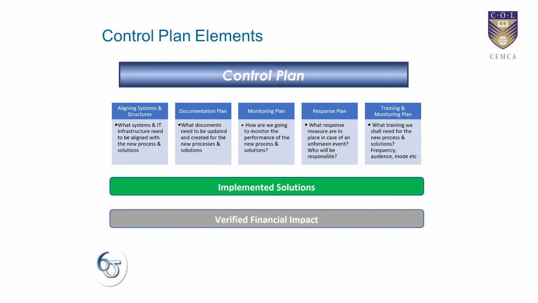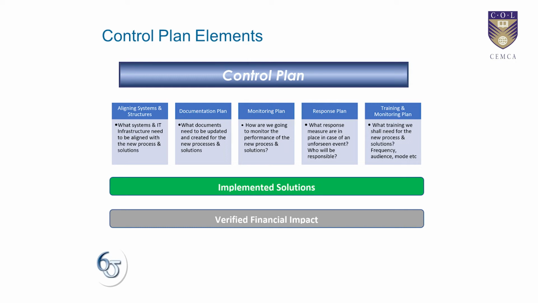So documents need to be created. They need to be stored at a central location. Somebody needs to take the ownership. These documents need to be audited on a regular interval, and any exceptions to these documents also need to be taken care of. So this is the entire documentation plan that needs to happen in the process. The third element of the control plan is monitoring plan.